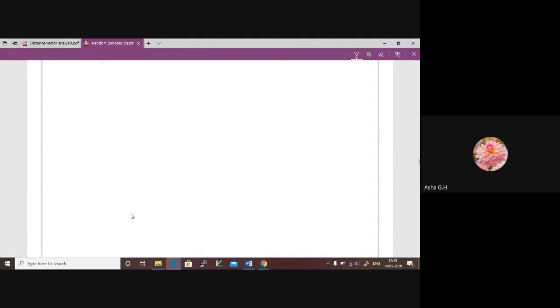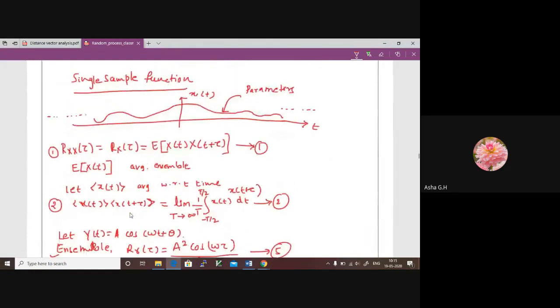Okay, the next concept is the practical consideration for ergodic process. Now this is what we theoretically discussed. When we discussed the ergodic random process, when we calculated the mean or autocorrelation function, we took the interval as minus infinity to plus infinity.